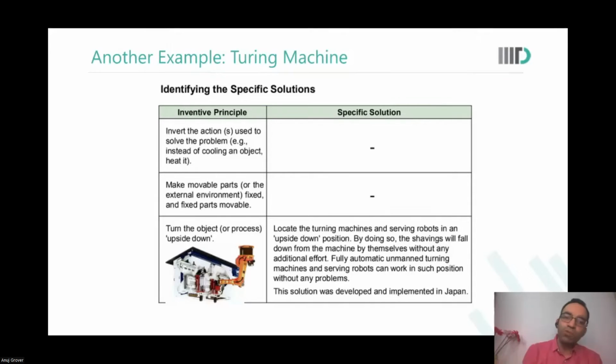If I say that I could turn the object upside down, what happens? See, when it comes to people, you cannot have people go upside down. But this is a machine. Instead of keeping the machine on the floor, you can hang it from the roof. The shavings would automatically fall down. They will not fall on the machine. Nothing is required. You've used the principle of gravity, a resource which is so commonly available, and you solve the problem.